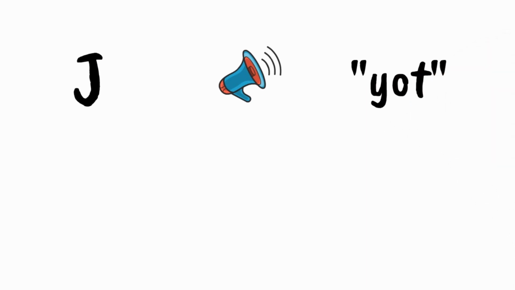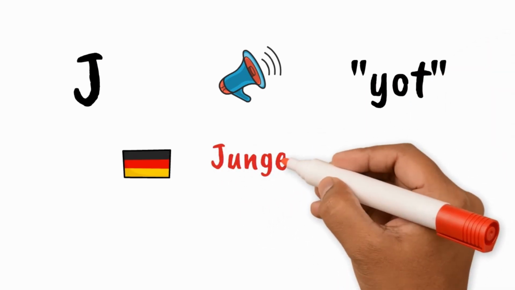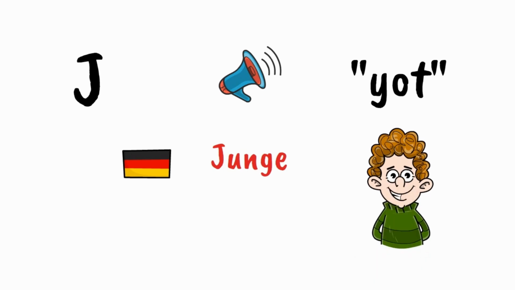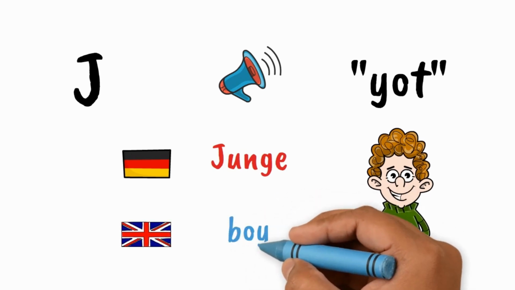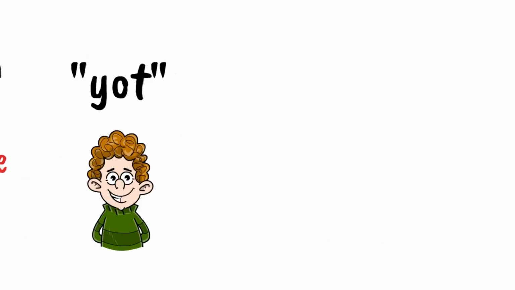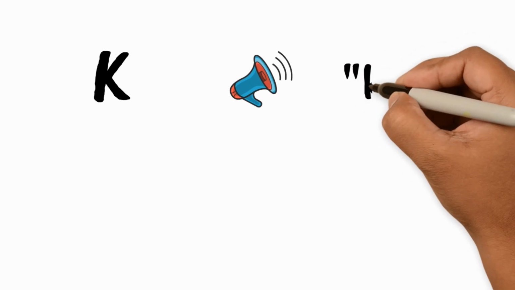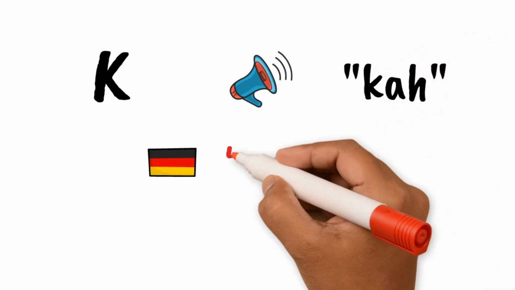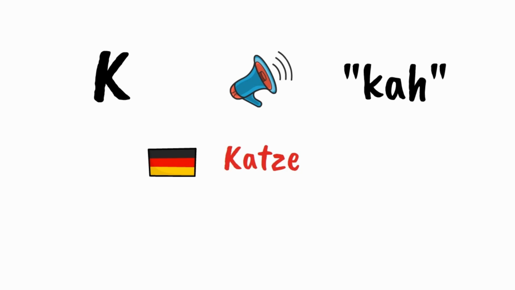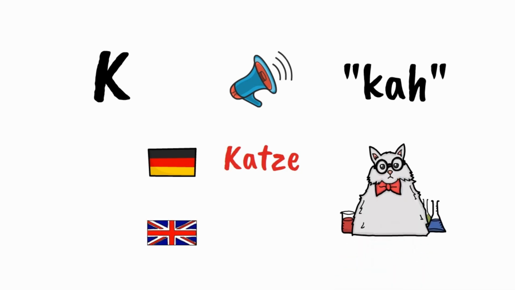J. Junge. Junge. K. Katze. Katze. L, like in English. L, Lampe.